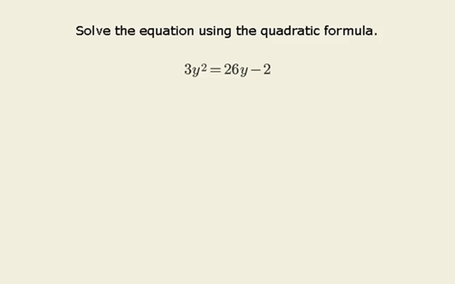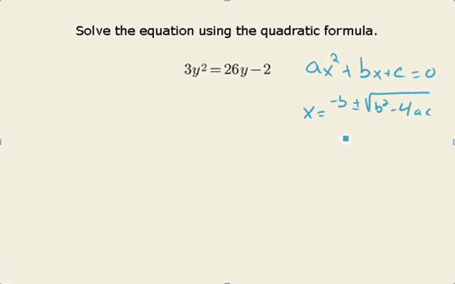Solve the equation 3y squared equals 26y minus 2 using the quadratic formula. Of course, we all know that the quadratic formula, in the state that we usually see it in our textbooks or other places, is written this way: a times x squared plus bx plus c equals 0. Well, if we have an equation of this form and a is not equal to 0, then our solutions are x equals negative b plus or minus the square root of b squared minus 4 times a times c all over 2a. So this is our classic quadratic formula.